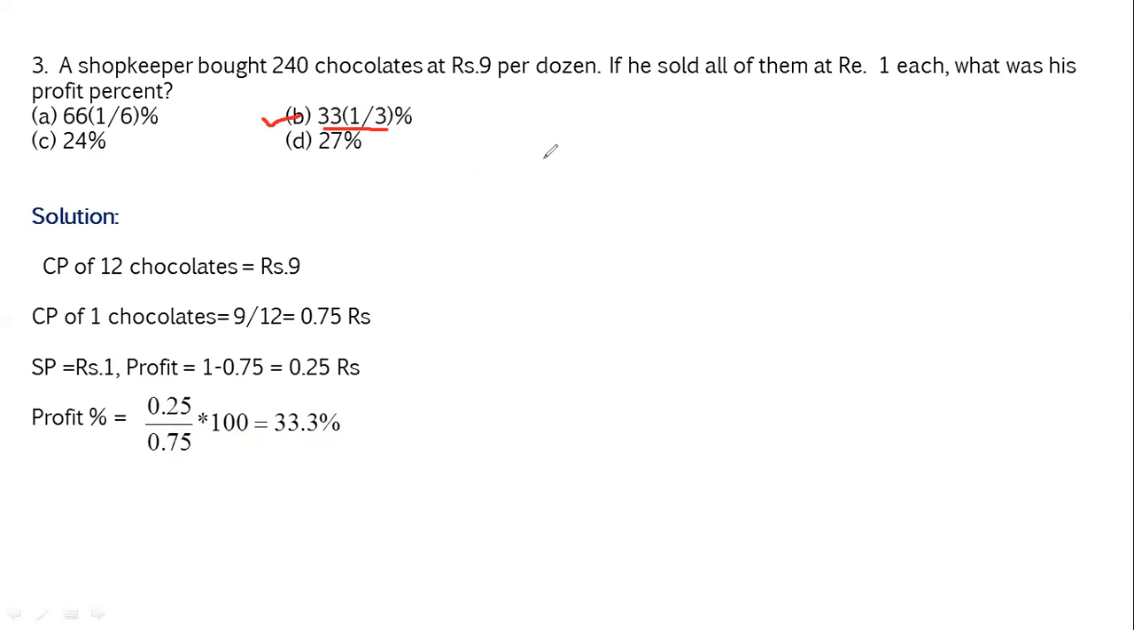Okay, so very simple. Only you have to calculate the cost price of one chocolate. Why are we calculating the cost price of one chocolate? Because the selling price of one chocolate is given to you. Okay, next.